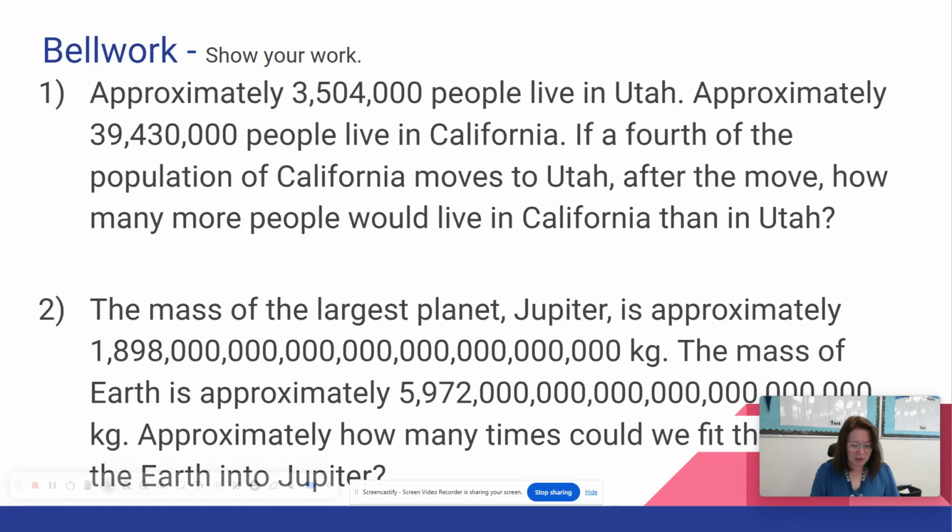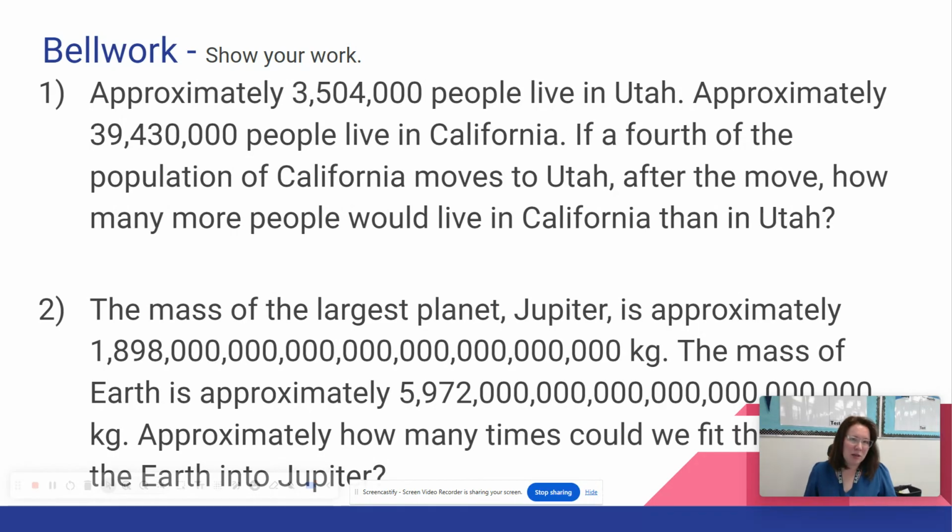39,430,000. Of means multiply, and I care about a fourth. So 1/4. Enter. All right, let's see where the zeros are. I got 9,857,500 people. So 9 million people are moving to Utah from California. That's not a real thing. I made that number up. I made up the 1/4 thing. But wow, that would be a lot of people moving to Utah.